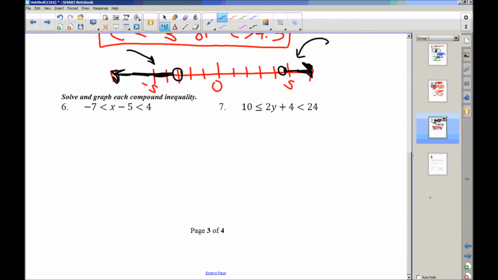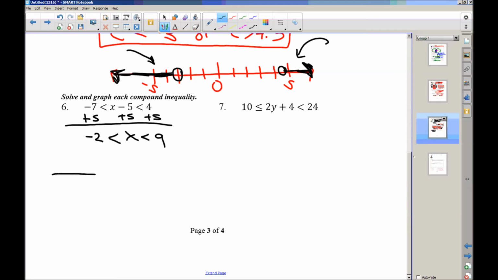Solve and graph each compound inequality. So number 6, I'm going to add 5 to all 3 parts. And you don't have to show the add 5, but I'm just writing it so that we see where it's coming from. And then we're going to graph this.